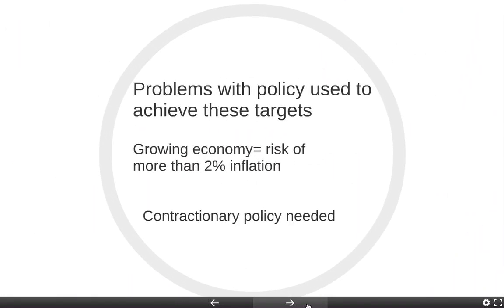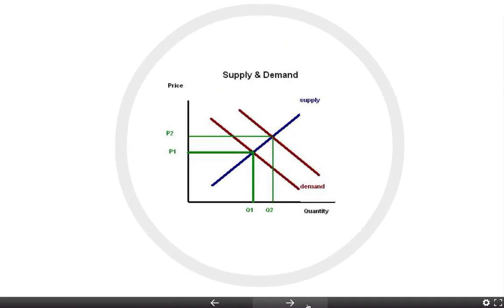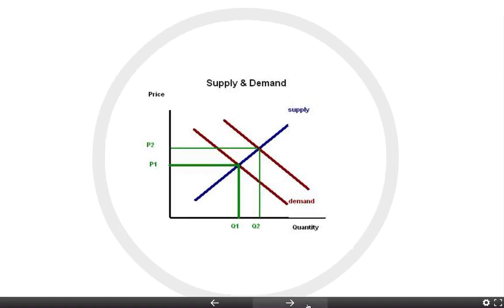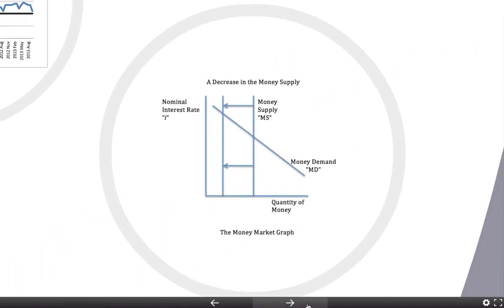What are the problems then with policy? Well, a 2% rate of inflation is not very high. So if the economy is growing, the government will need to counteract this inflationary pressure using either contractionary fiscal or monetary policy. The former will decrease aggregate demand, curbing the increase in price level, as shown on the supply and demand graph here. The latter will reduce the supply of money in the economy and increase the value of money. This decreases inflation as each pound is worth more. And the diagram shows how a higher interest rate, contractionary monetary policy, equals a lower quantity of money in the economy, and therefore it has a higher value.